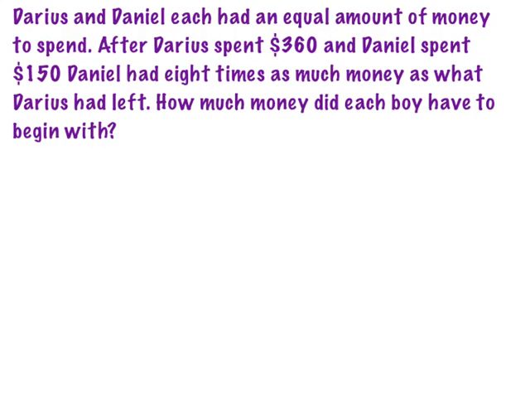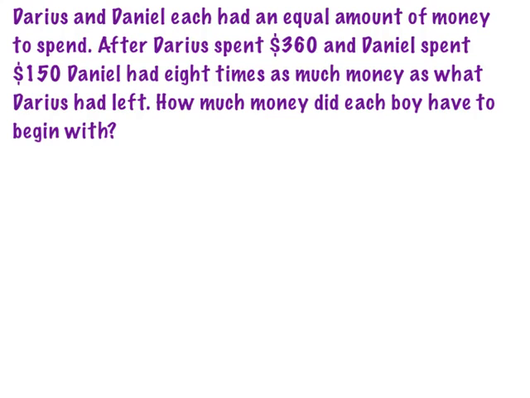Okay, so now we're on to the second strategy, which is comparing. If you look at the practice comparing side of your sheet, the question is: Darius and Daniel each had an equal amount of money to spend. After Darius spent $360 and Daniel spent $150, Daniel had 8 times as much money as what Darius had left. How much money did each boy have to begin with?